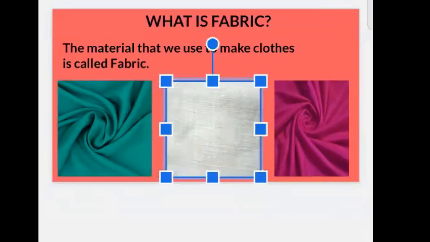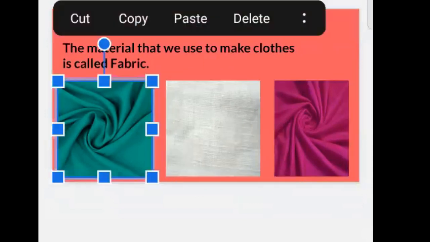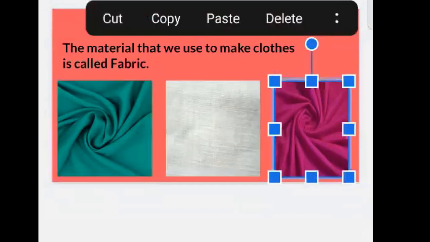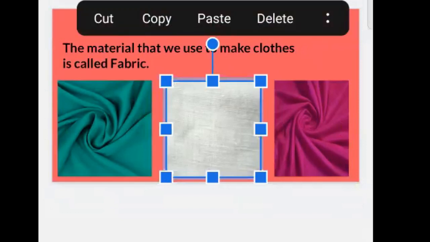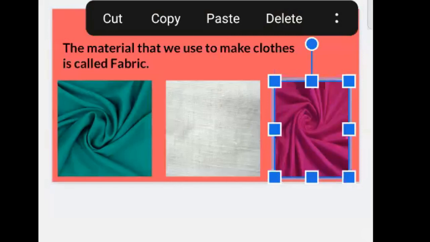See here, three kinds of fabric. There are various kinds of fabric. There are rayon, cotton, jute, silk, polyester, nylon, and so on. The three examples I have shared with you: the first one is of rayon fabric, the second example is of cotton fabric, and the third example is of silk fabric.